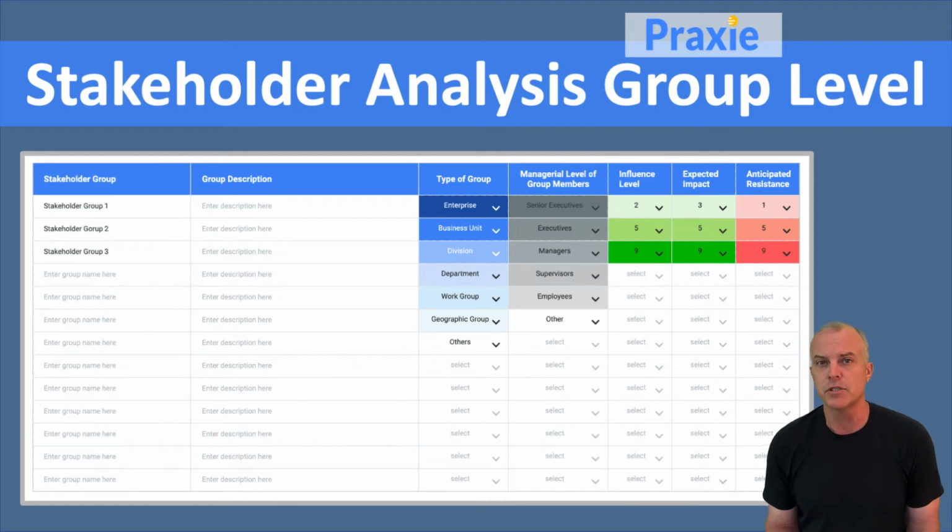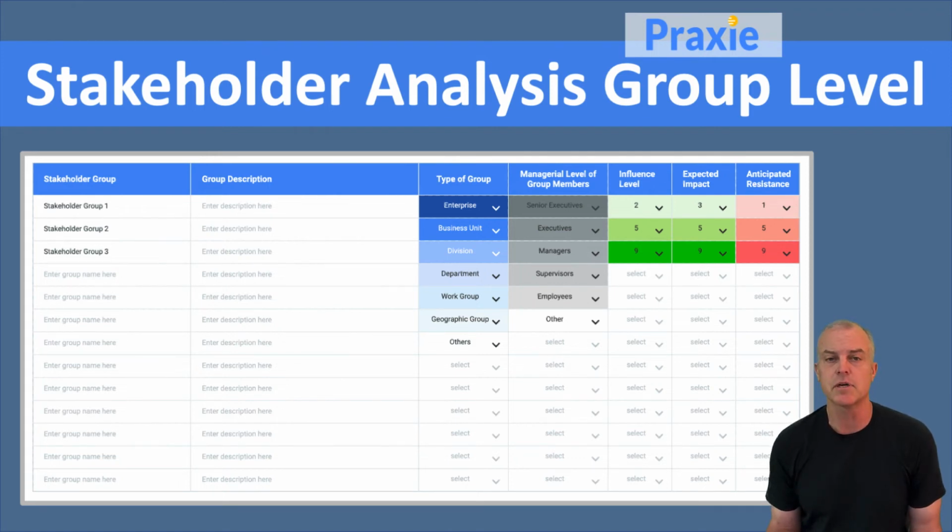But probably the most important, once you have that understanding, is to really classify and score, quantitatively if possible, those groups on their influence level around the overall change. Some groups might have very low influence on the overall change and the success of the project. Some might have a lot, like an executive group, for example. So it's important to classify or score these stakeholder groups based on influence, and then also the expected impact on those groups.